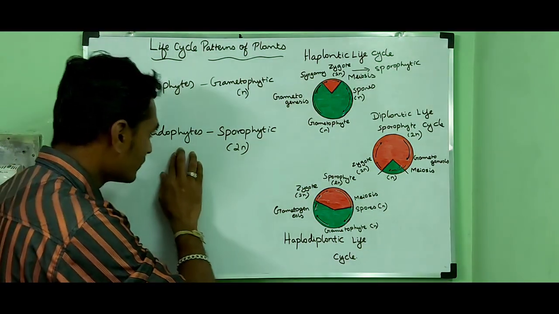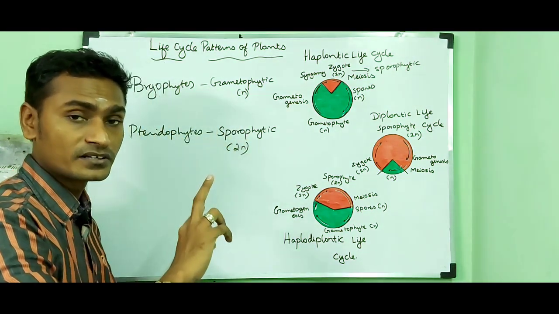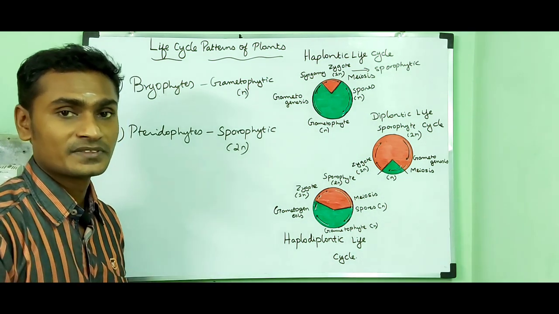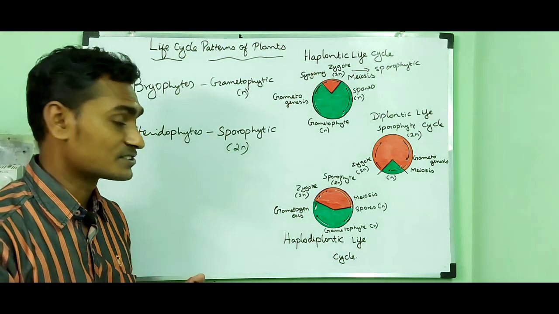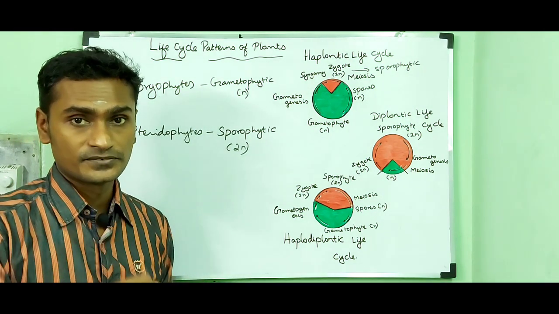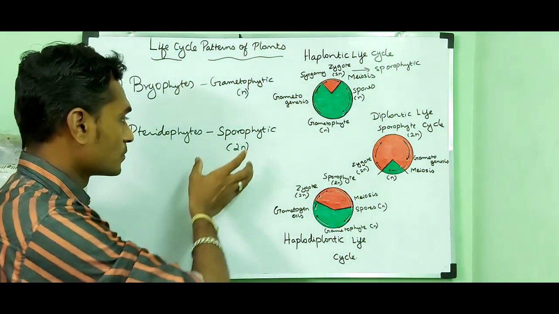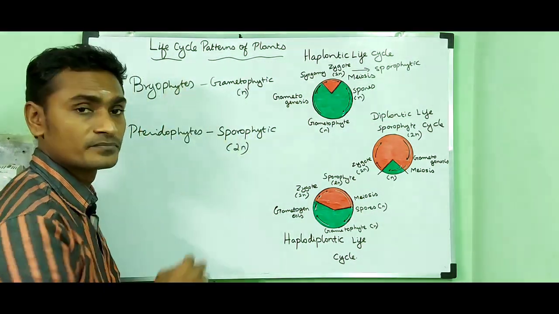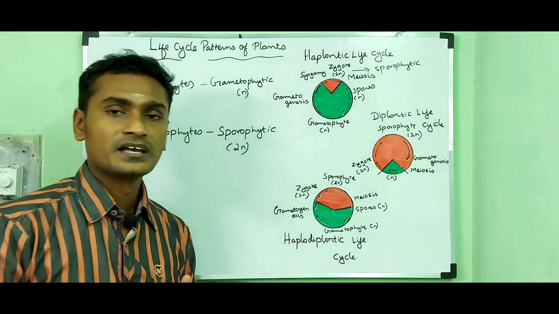While in pteridophytes, the sporophytic phase is the dominant phase and it alternates with a short-lived multicellular gametophytic phase. The gametophytes are saprophytic or autotrophic, short-lived, and independent from the sporophyte. This type of life cycle is called the haplodiplontic life cycle.